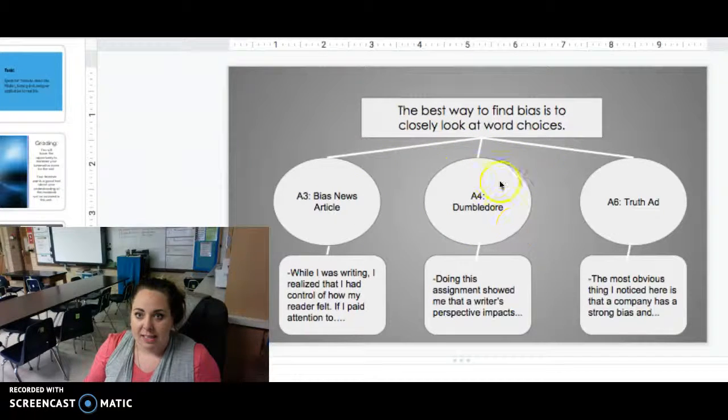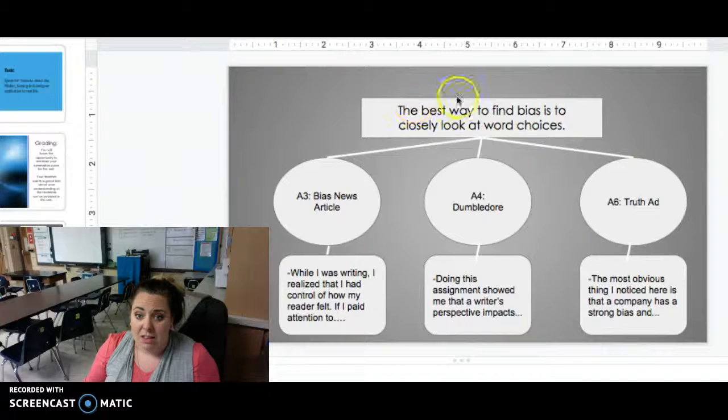Then let's say Jenny goes next, and Jenny says, oh yeah, I did A4, the Dumbledore assignment, and it really showed me that a writer's perspective impacts, and so on. And then we'll say Jasmine is last, and Jasmine, since this is a group of three, says, I want to talk to you about assignment number 6, the truth ad. I really noticed that the most obvious, and so on, and she explains, all right?